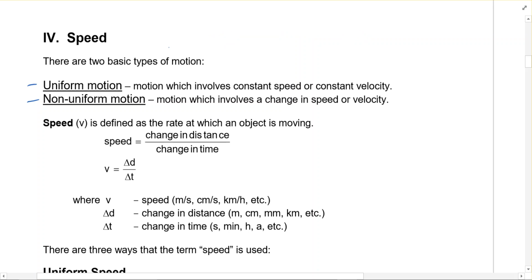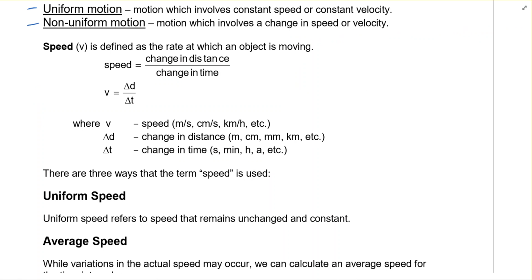Non-uniform motion is speeding up. So it starts out slow, then it's quicker, until it's going really fast at the end. So those are the two types of motions.